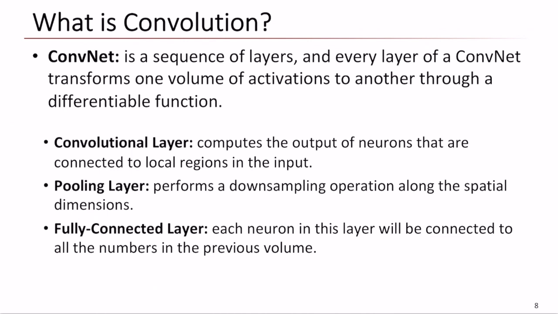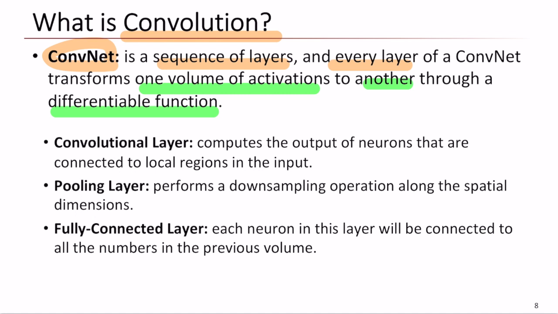Then let's go back to today's topic. What is convolution? Formally, a convolutional network, ConvNet, or convolutional neural network is a sequence of layers, and every layer of a ConvNet transforms one volume of activations to another through a differentiable function. This is ConvNet.